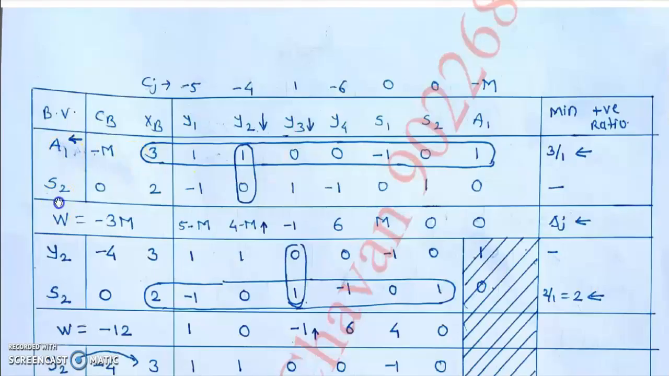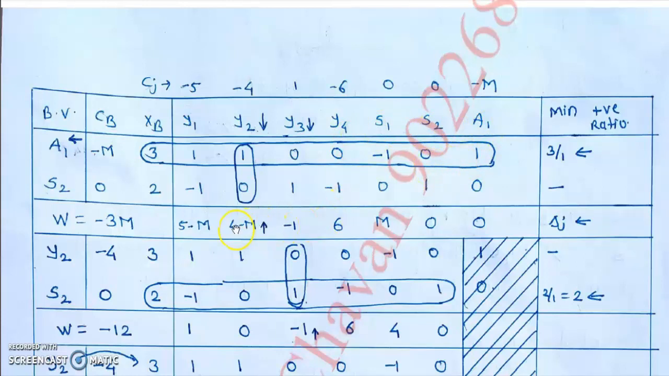So we have A1 and S2 here. Their coefficients from the objective function are minus M and 0. So the coefficient of A1 is minus M here, and S2's coefficient is 0. So the first W value comes to minus 3M plus 0, that is minus 3M. Whereas this coefficient matrix is taken from the constraints, that is 3 and 2 are the RHS of the constraints, and all other values are the coefficients of y1, y2, y3, y4 and s1, s2, a1 from the constraints.